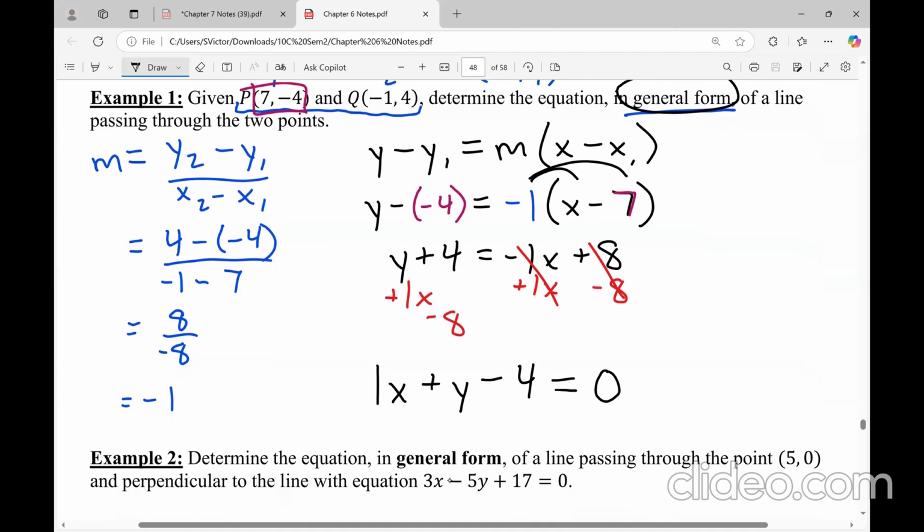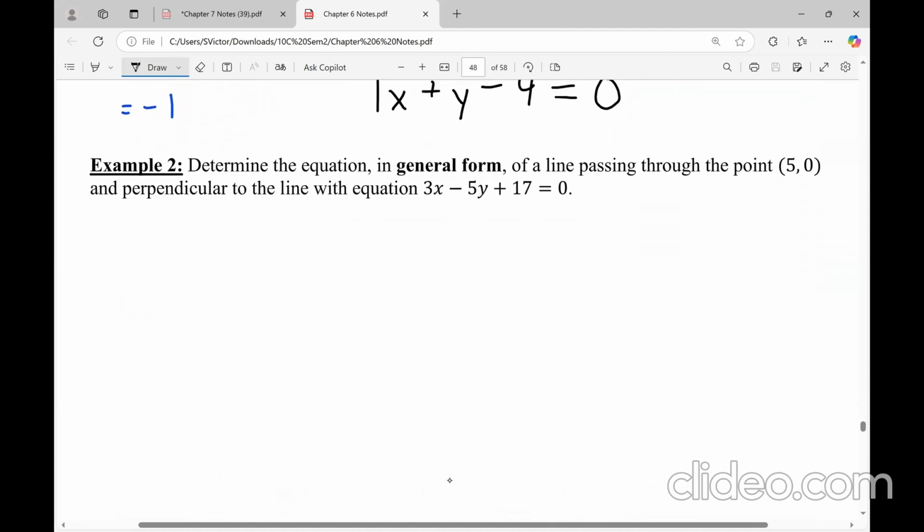Let's look at example 2. This one says determine the equation in general form of a line passing through the point 5, 0 and perpendicular to the line with equation 3x minus 5y plus 17. Okay, again, I cannot jump straight into writing it in general form. We have to either do slope point or slope y-intercept.